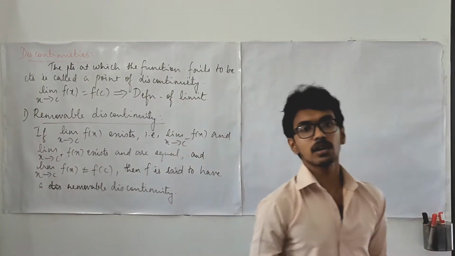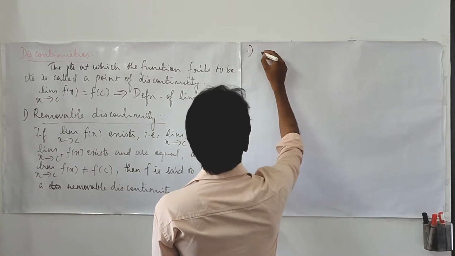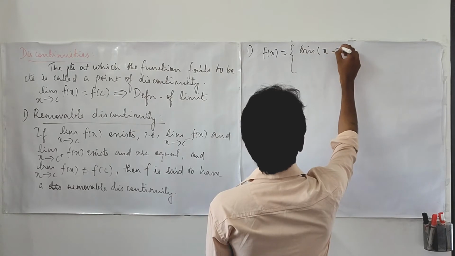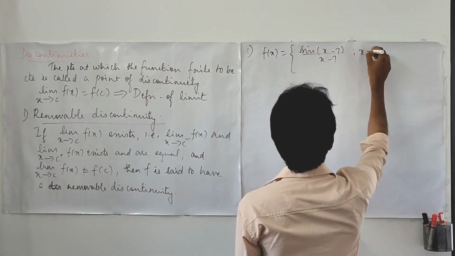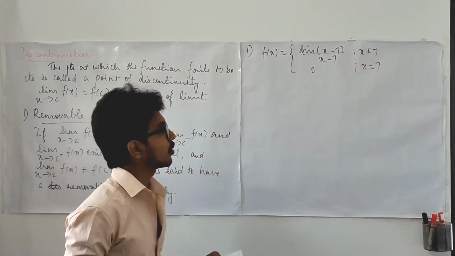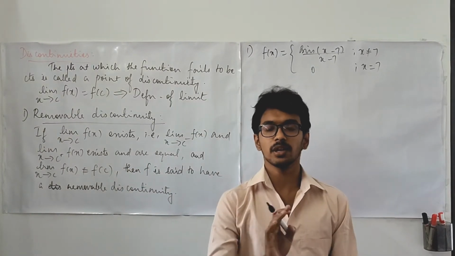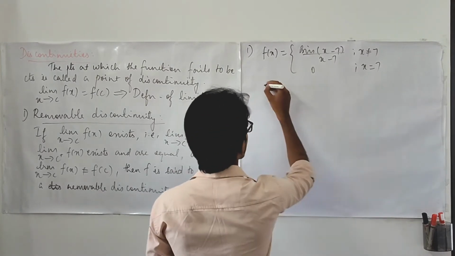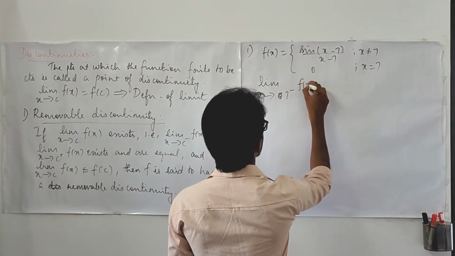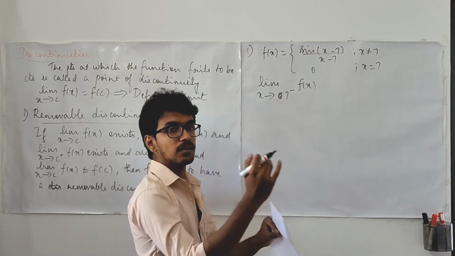Now let us work out a few problems on it. Let us consider the function f of x, which is defined as sin(x minus 7) upon (x minus 7) for the case when x is not equal to 7, and is 0 for the case when x is 7. Now only at the point 7 the function is changing its behavior, hence we need to evaluate the limit at the point 7. Consider the limit as x approaches 7 minus of f of x. So x is not 7, it is some quantity which is smaller than 7.